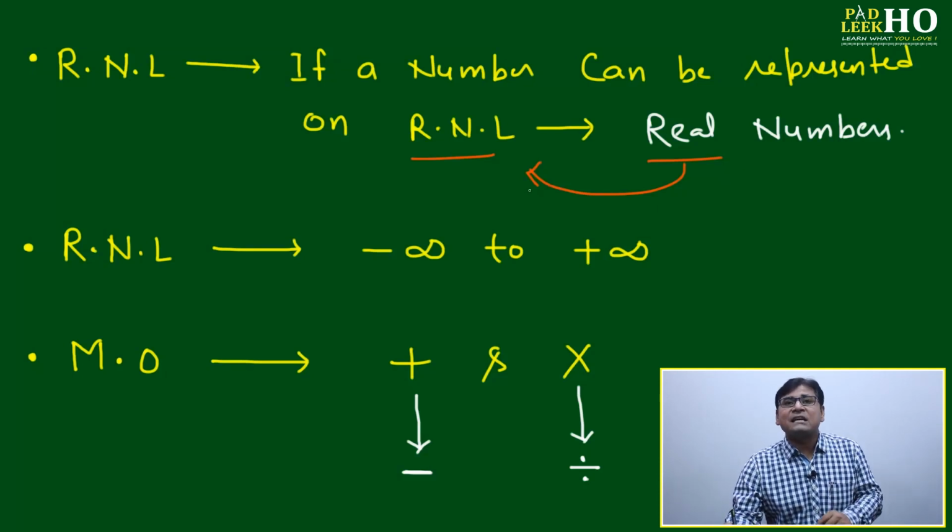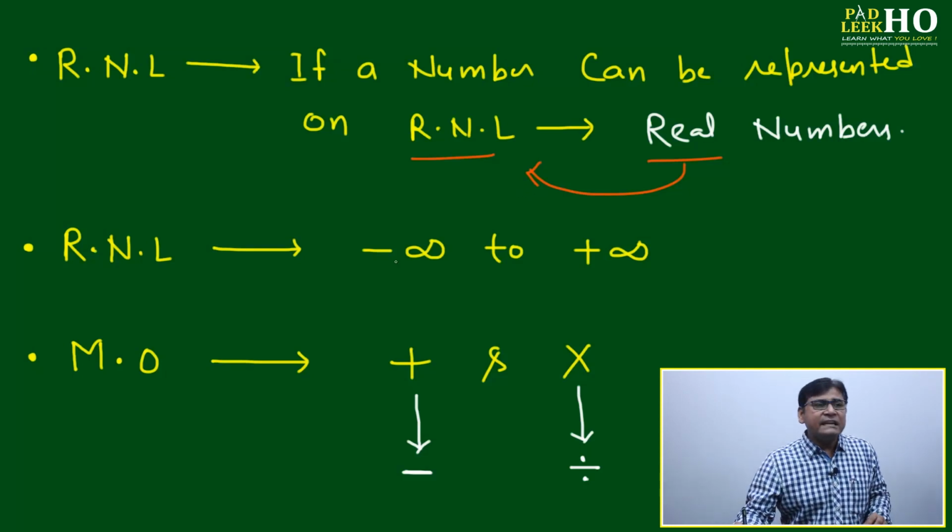If any number is not able to be represented, or you are not able to put it on the real number line, then you cannot say it is a real number. It will be a non-real number, and non-real number means it is an imaginary number. Imaginary numbers are again of two types: pure imaginary, and imaginary part mixed with real part. So the real number line, you can say, is the full broad picture.